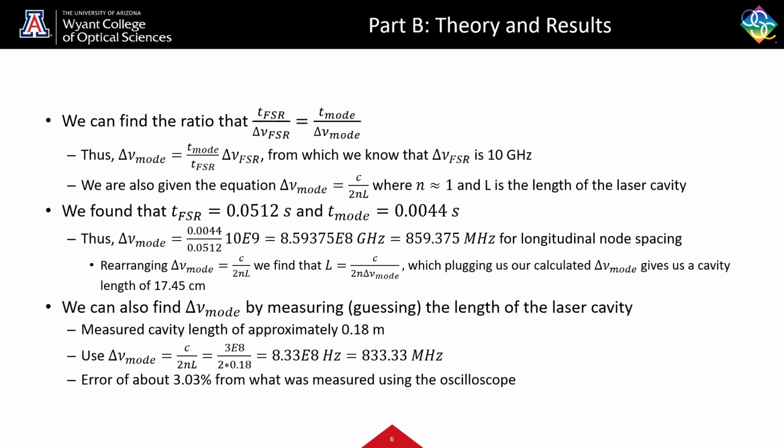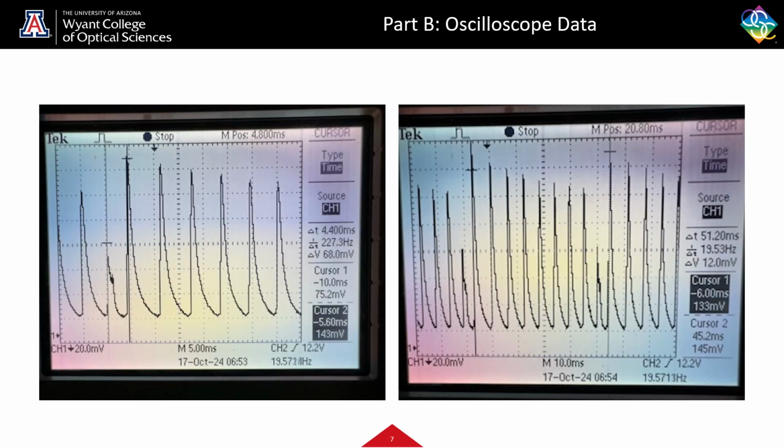We can also find Δν_mode by using our given equation and measuring a cavity length of 0.18 meters. Plugging this into the equation, we find that Δν_mode is about 833.33 megahertz, giving us an error of about 3%. And this is some of the screenshots from our oscilloscope data.